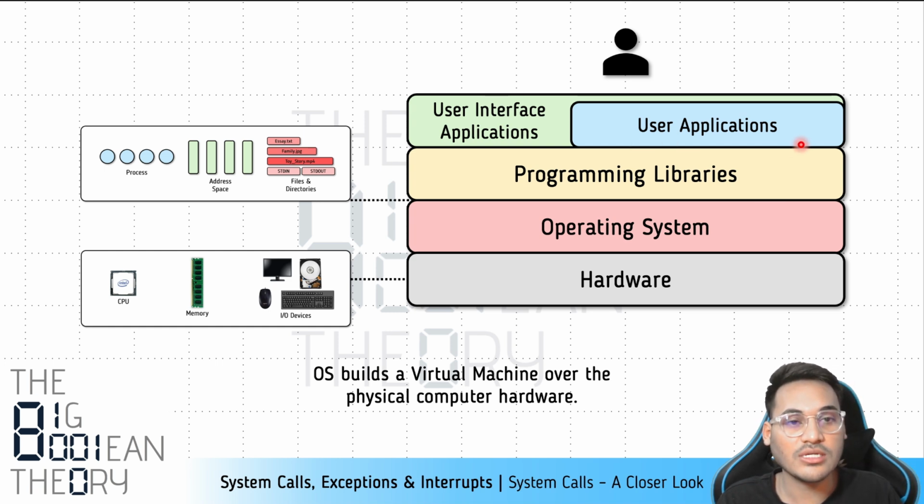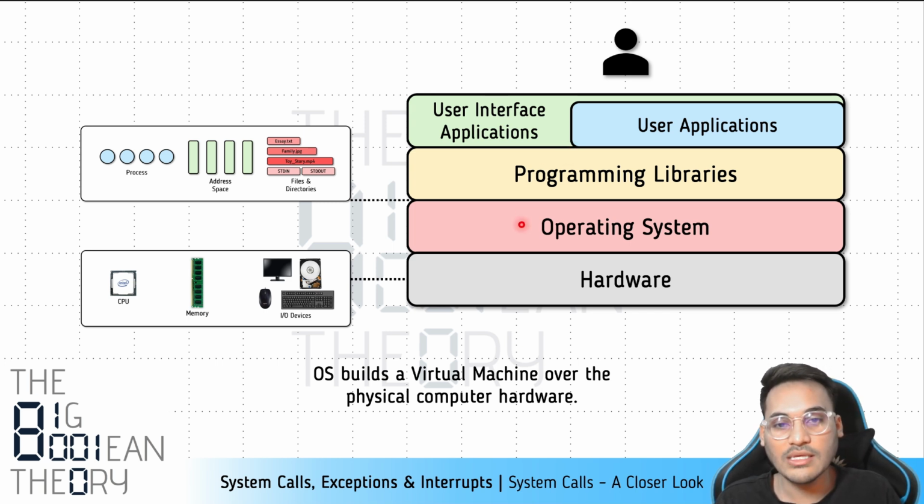Then are the user applications, the applications that we run, and then the user interface with which the user interacts in order to use or launch these applications, right? So this was a brief review of the compute stack that we discussed in the first module, right?